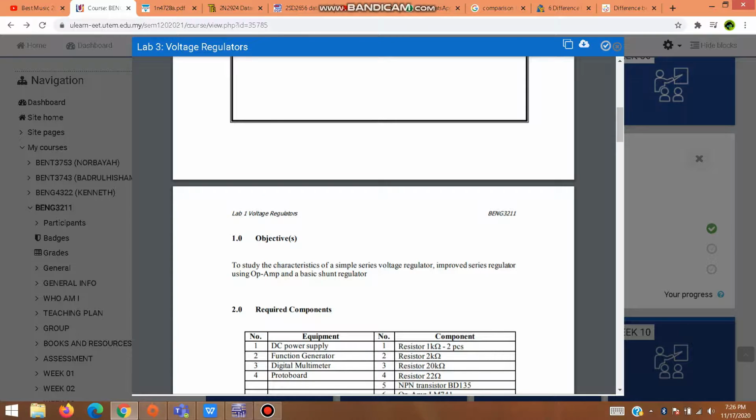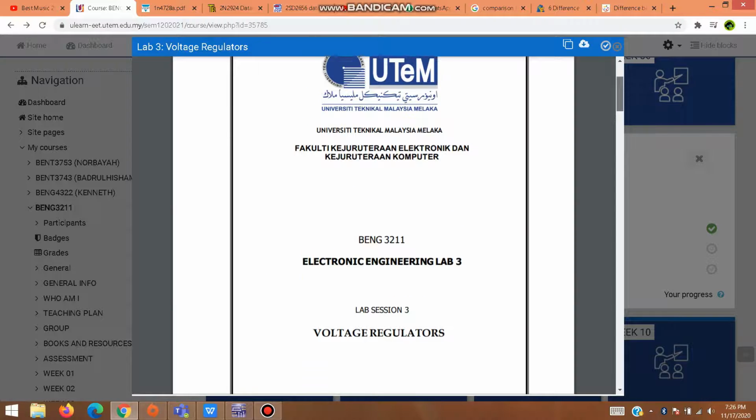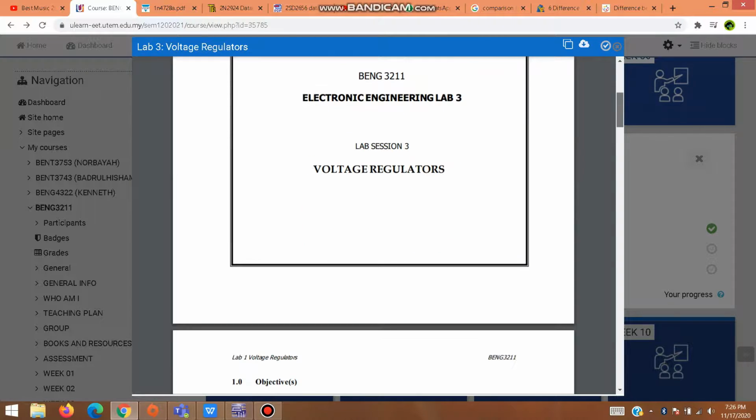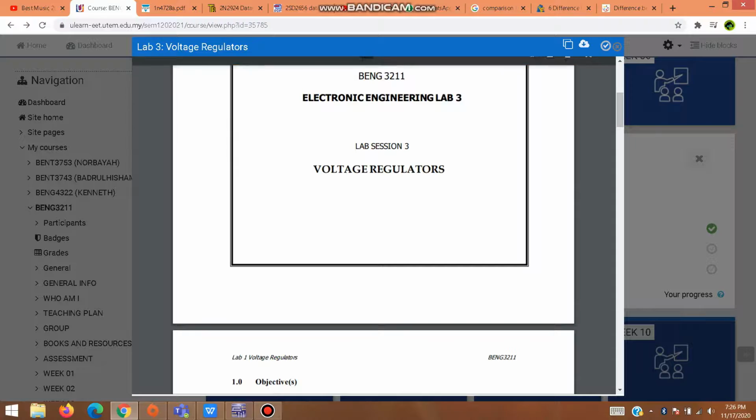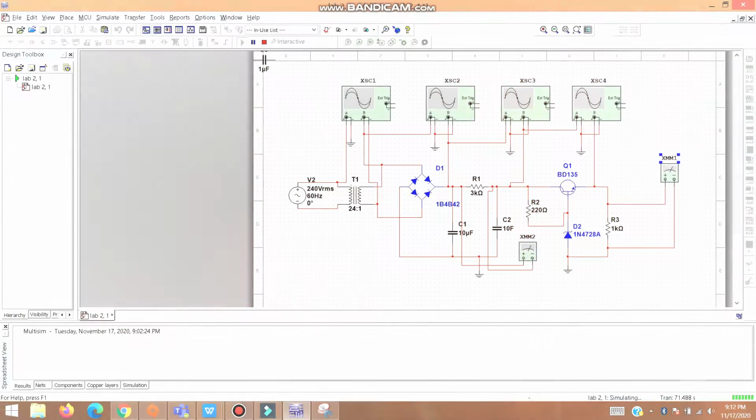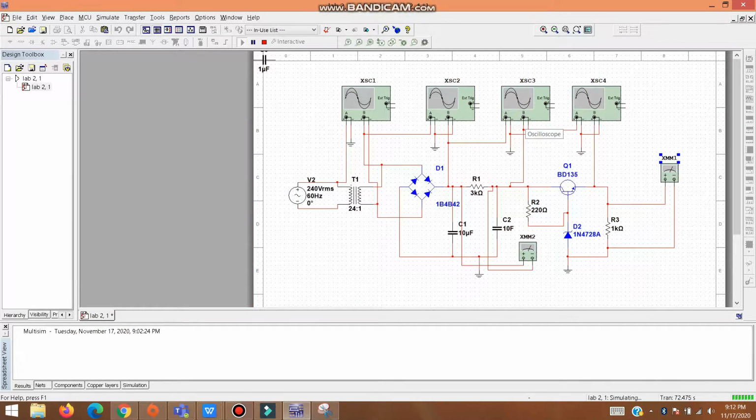Today we will explain our lab session, which is the voltage regulator. This is our circuit. In this lab session, we need to design a circuit, which is a simple voltage regulation. For this circuit, this is a series voltage regulation. Why is this series? Because the regulator is in series with the load.